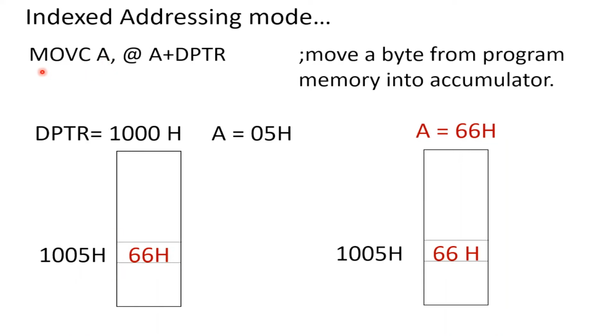In this instruction, you will find that the letter C follows MOV. It stands for code memory, and code memory means program memory. So index addressing mode is particularly used to access code memory where there are different lookup table entries. So this is all about the addressing modes of the 8051 microcontroller. Thank you.